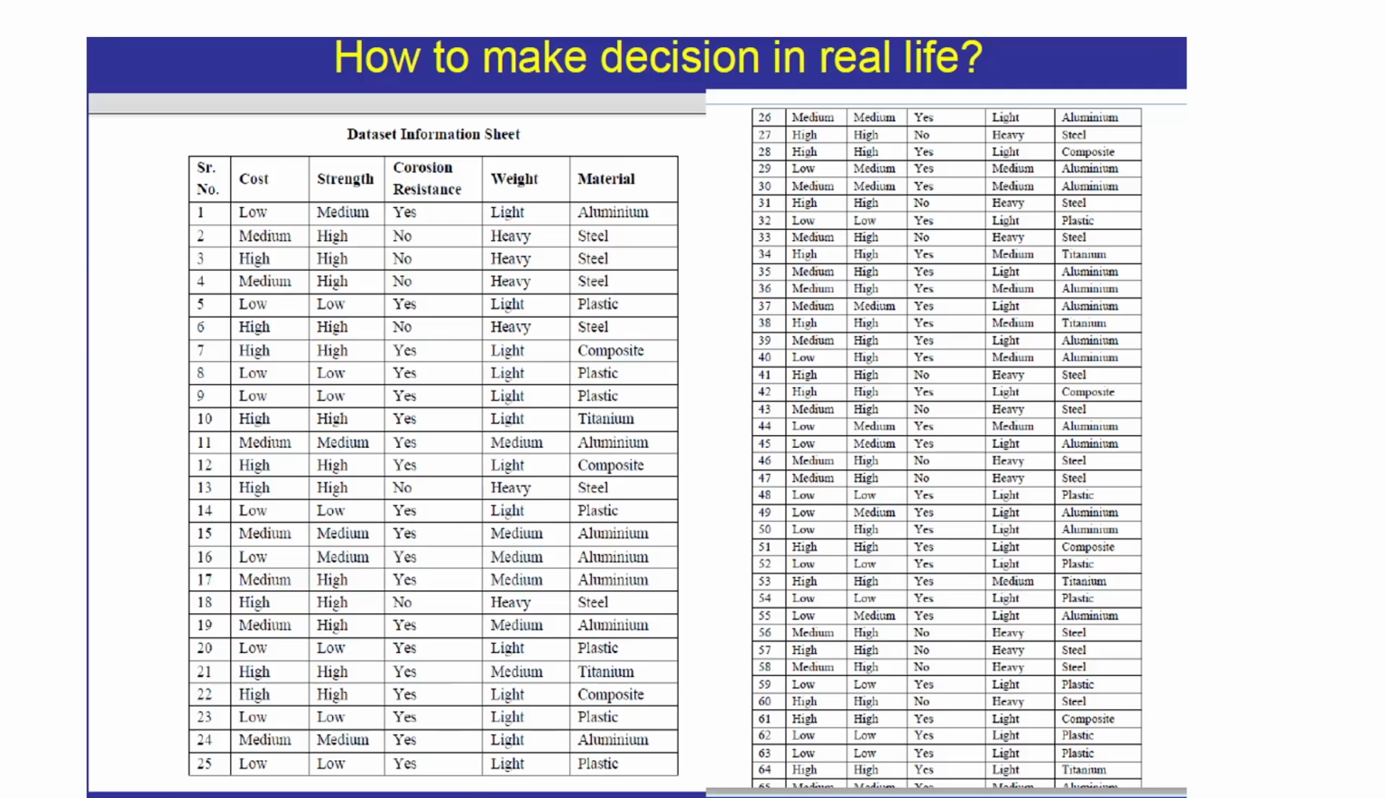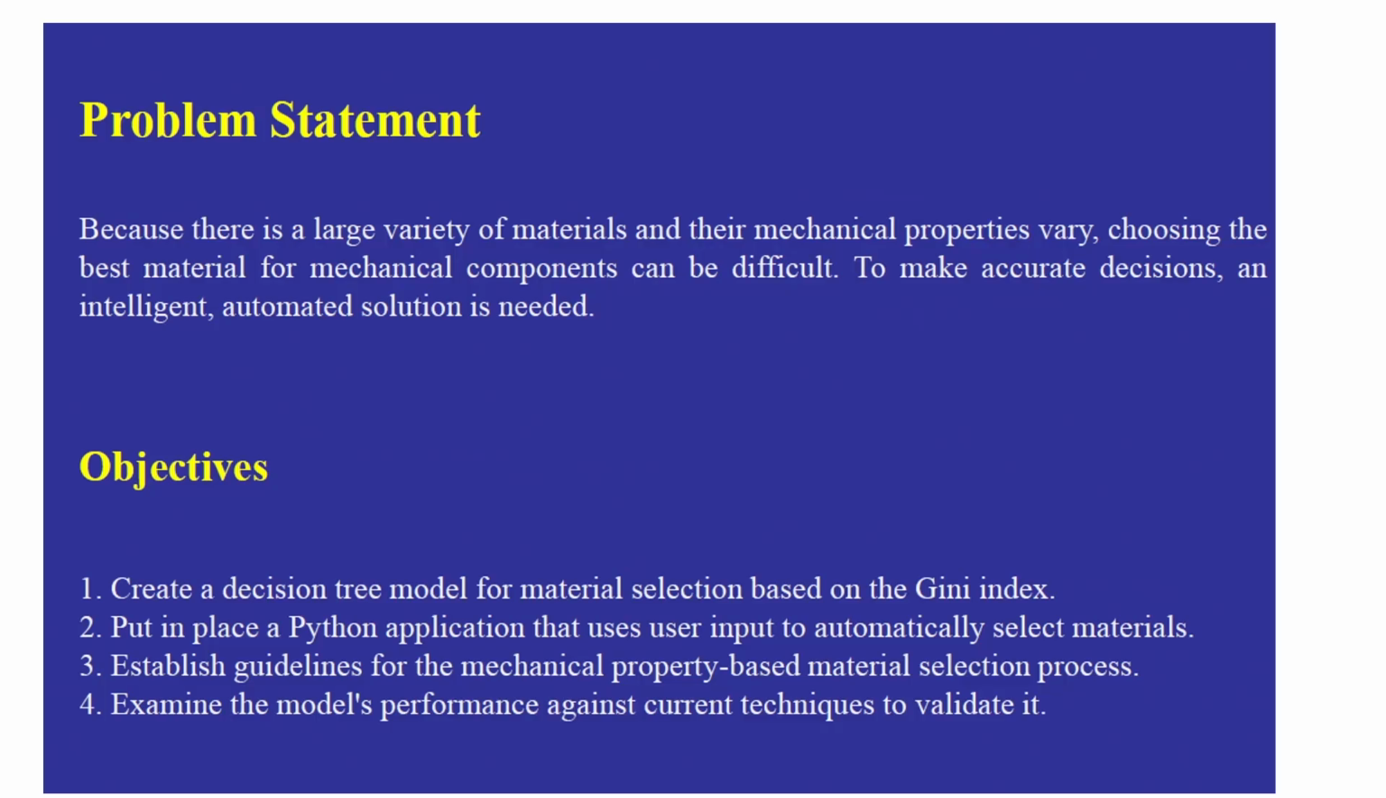We are going to discuss this kind of problem, because there is a large variety of materials and their mechanical properties can vary depending on the material and on the processing conditions. How to choose the best material for a mechanical component? This is a difficult task. Can I use machine learning?